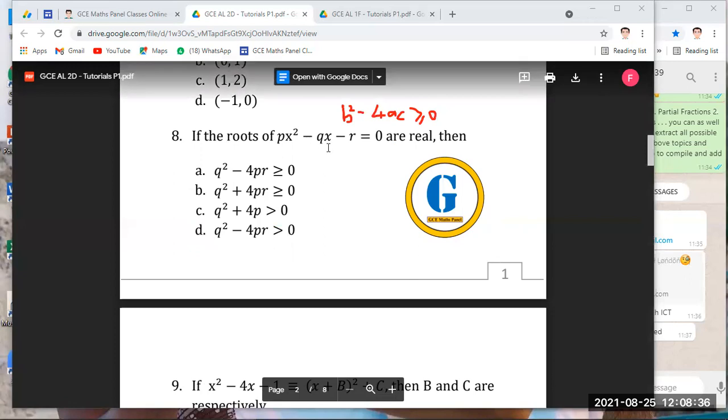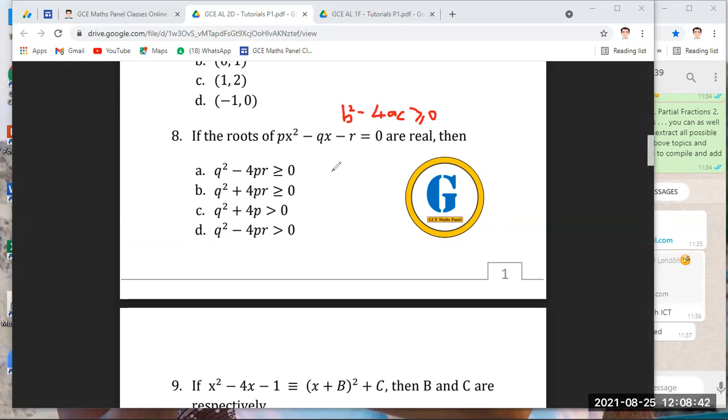Now, our b here is this negative q. So in this case, negative q squared is q squared minus 4 times a. Our a here is p. And our c here is negative r. So p times negative r, now this one becomes positive. This should be greater than or equal to 0. So which of them matches this condition? B. Yeah, B.